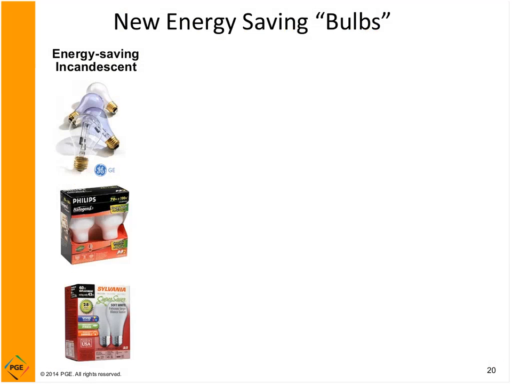So here's some energy-saving bulb examples from GE, Philips, and Sylvania, known as the Big 3 of lamps. So energy-saving incandescents, they still make sense for applications with low hours of operation, where you want dimming, and maybe the warm color temperature shift that incandescents give you when you dim them.